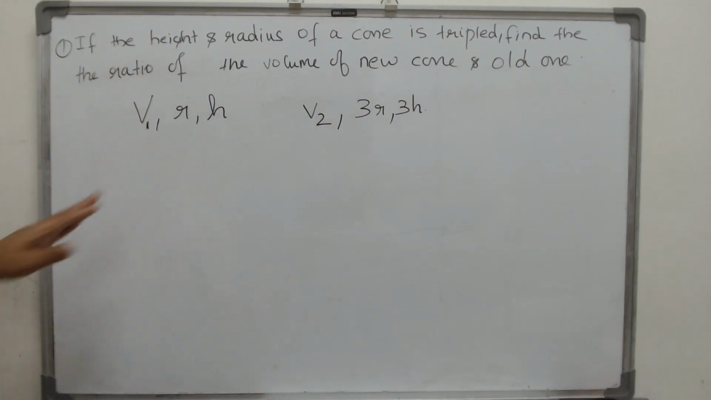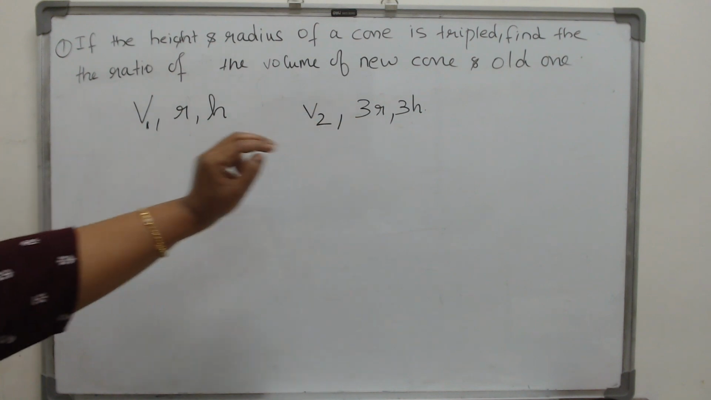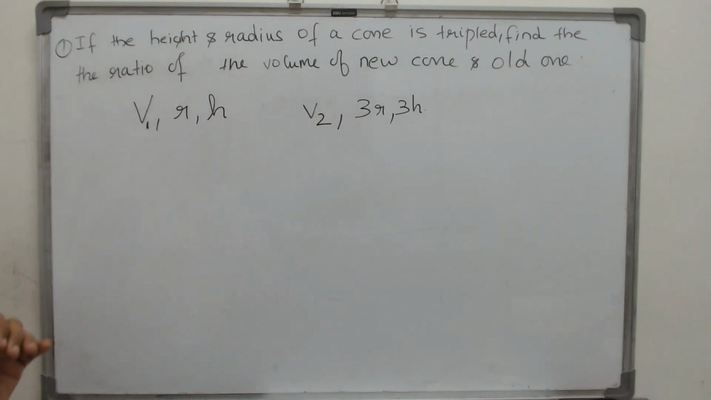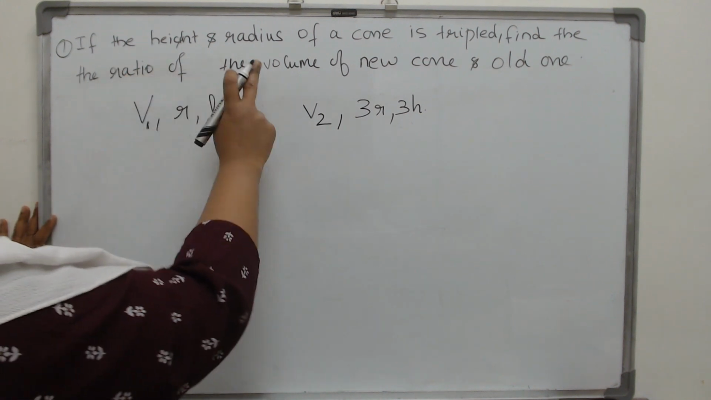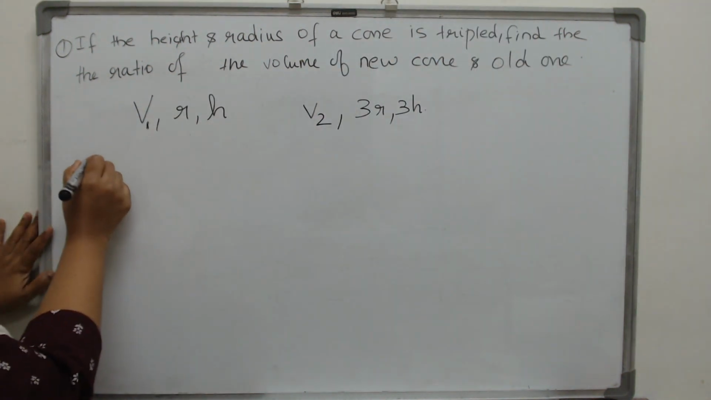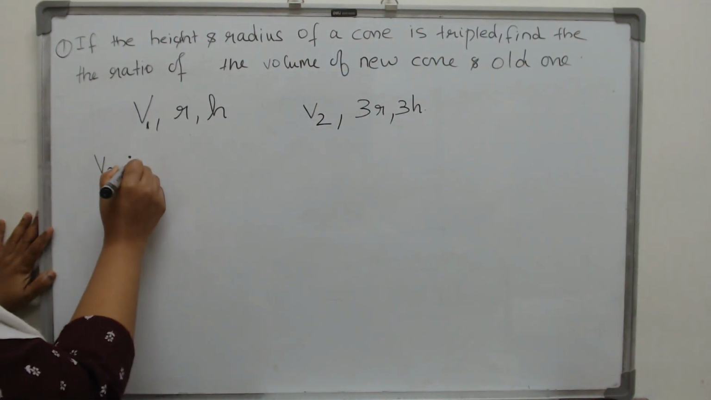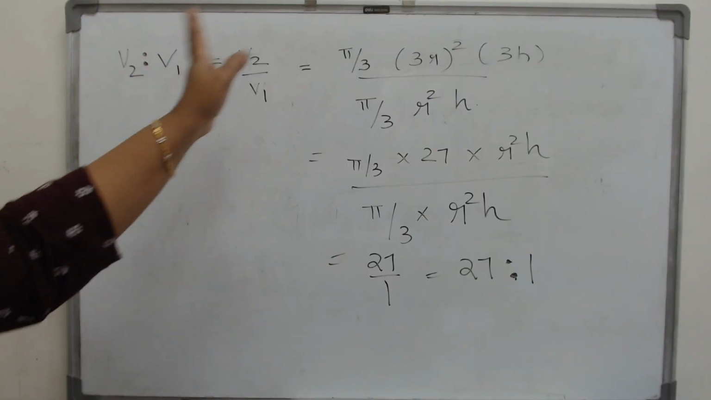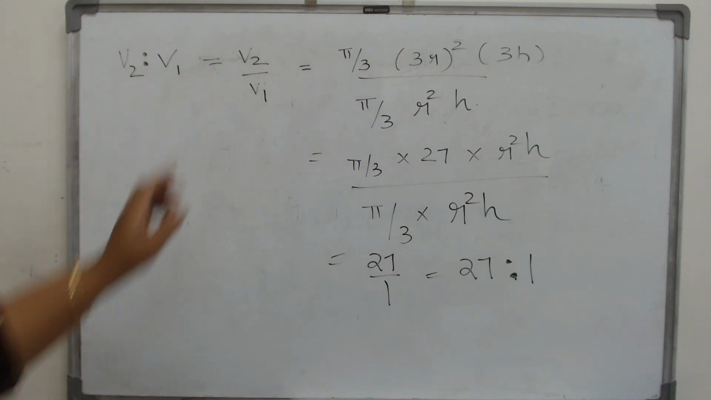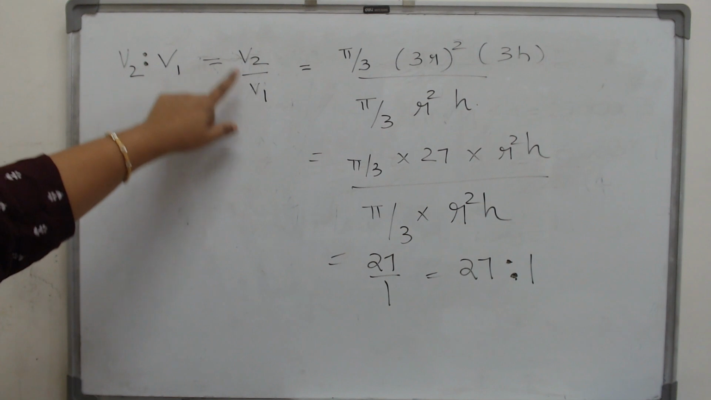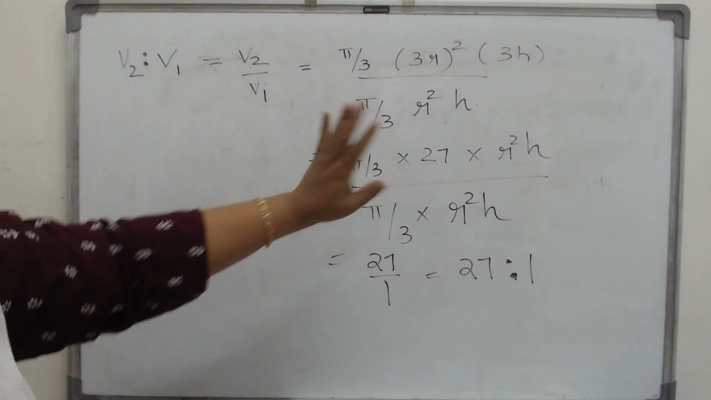So what we are saying is that if we increase the radius, if we increase the height, how much is your volume going to increase? That is the question. Now look carefully, ratio of the new cone to the old cone. What should come first? The new one should come first, then the old one. I will write it in the fraction form and substitute the values. Remember, V2 deals with 3 times R, 3 times H, but V1 deals with the original values.